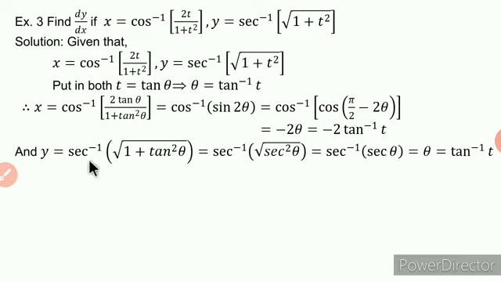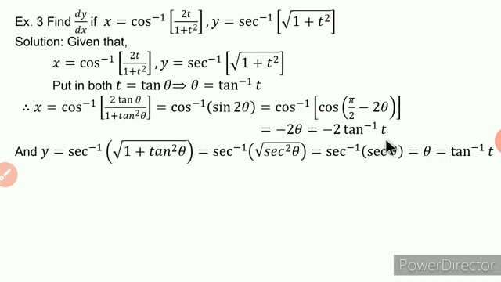And y is equal to sec inverse of square root 1 plus tan square theta. Now 1 plus tan square theta is sec square theta. So we get sec inverse of square root sec square theta. It is equal to sec inverse of sec theta. It is equal to theta. And back substituting the value of theta as tan inverse t, we get y is equal to tan inverse t.